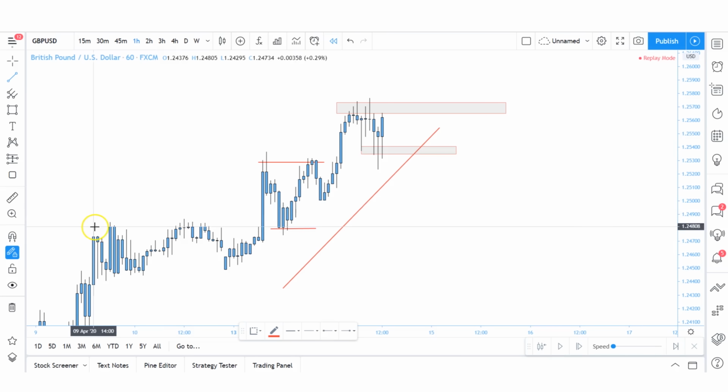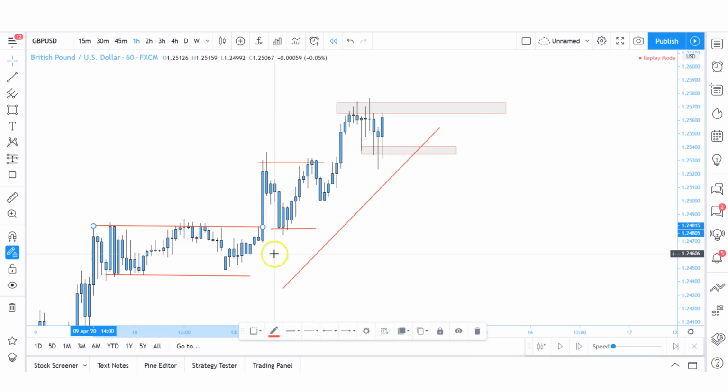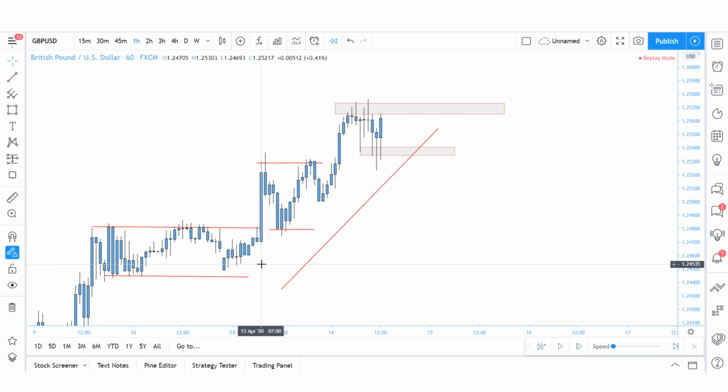Let's take a look at another example. Look here to the left. Let's say you're now identifying this as a higher low or potential double bottom on the market. Look what happens. Price finds it very difficult just to break through to the upside. Now, is this a risk that you're willing to take?